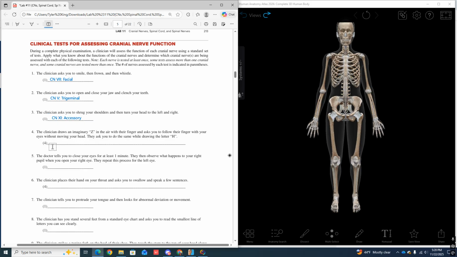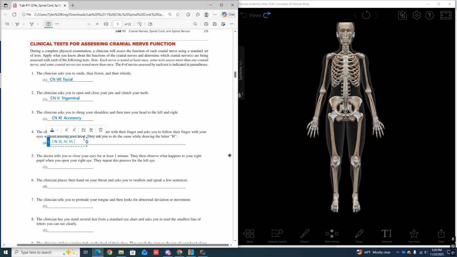This one has a little bit of a trick to it. The clinician draws an imaginary Z in the air with their finger and asks you to follow their finger with your eyes without moving your head. They ask you to do the same while drawing the letter H. When you're doing the letter Z, you're testing all of your eye's muscular actions. So we already are knocking out 3 cranial nerves that this question is asking. What we are testing here is number 3, oculomotor. We're testing trochlear, SO4, superior oblique. We're also testing abducens, number 6, LR6, lateral rectus, abducens.